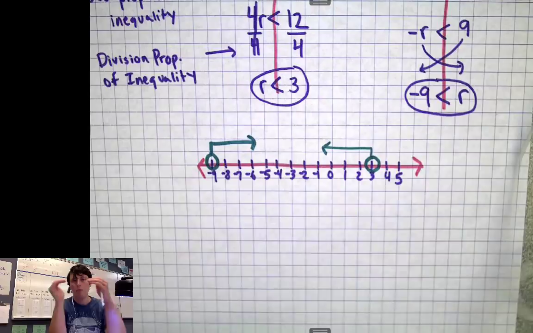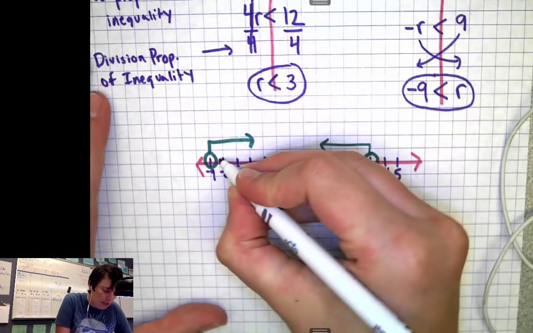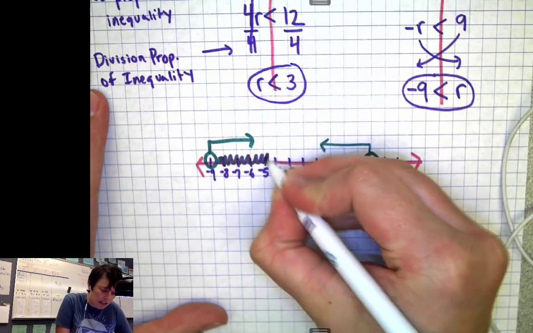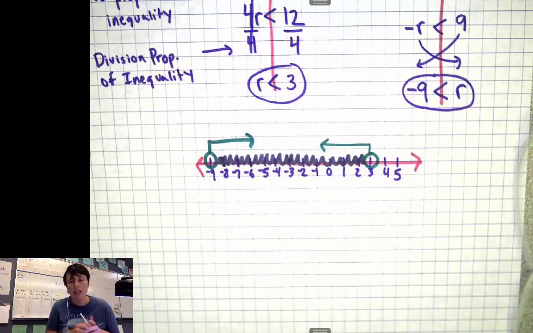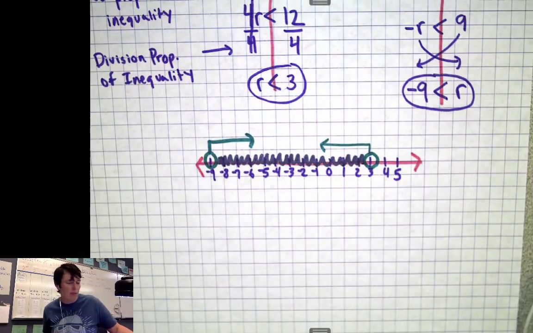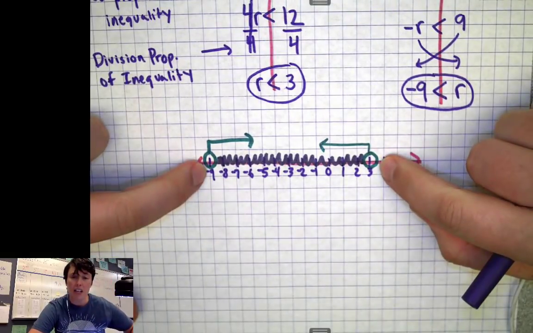So do you see how they're kind of pointing towards each other and we're going to have overlap? Our overlap solution is everything in the middle here. That is our solution, and I like to call this one, I've said this in class before, the sandwich problem, where the variable is sandwiched in the middle. It's in the middle of negative 9 and 3.